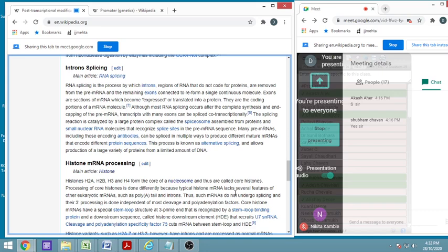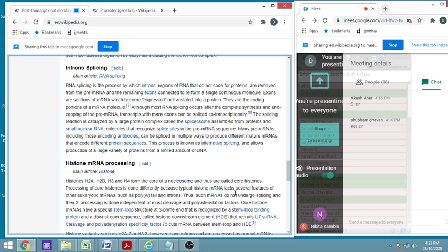Most RNA splicing occurs after the complete synthesis and end capping, and polyadenylation, which we have seen. A transcript with many exons can also be spliced simultaneously, meaning it can happen during transcription itself, before the end, because capping happens only after the end. The splicing is done by a large protein complex called the spliceosome, which is assembled from proteins and small nuclear RNAs, and they recognize the splice sites in the pre-mRNA sequences.